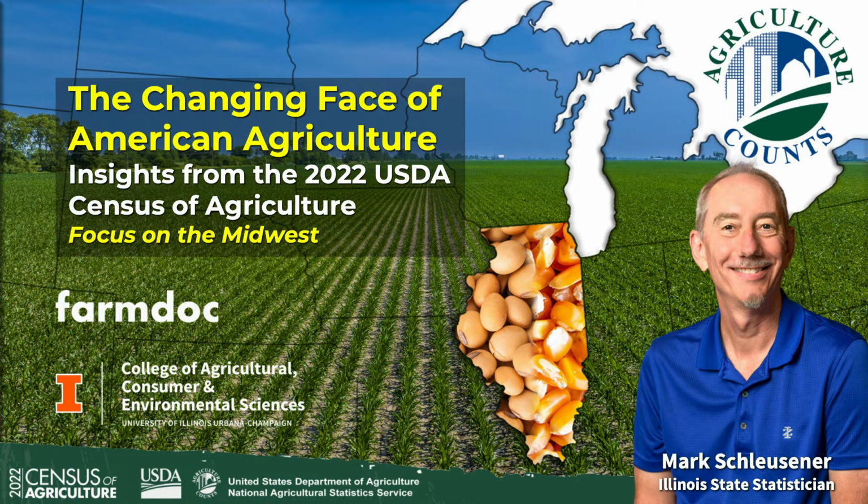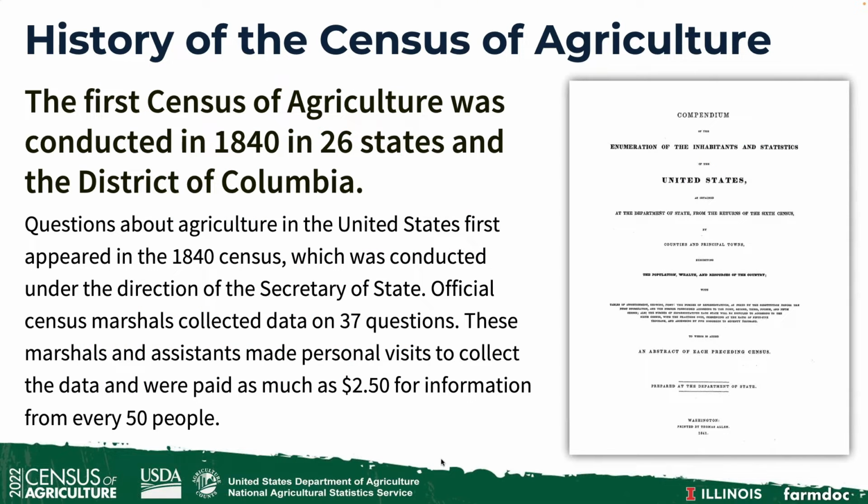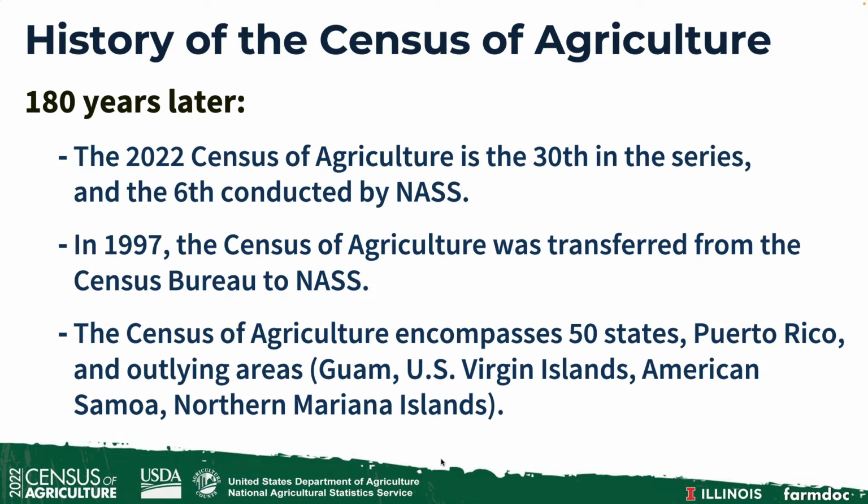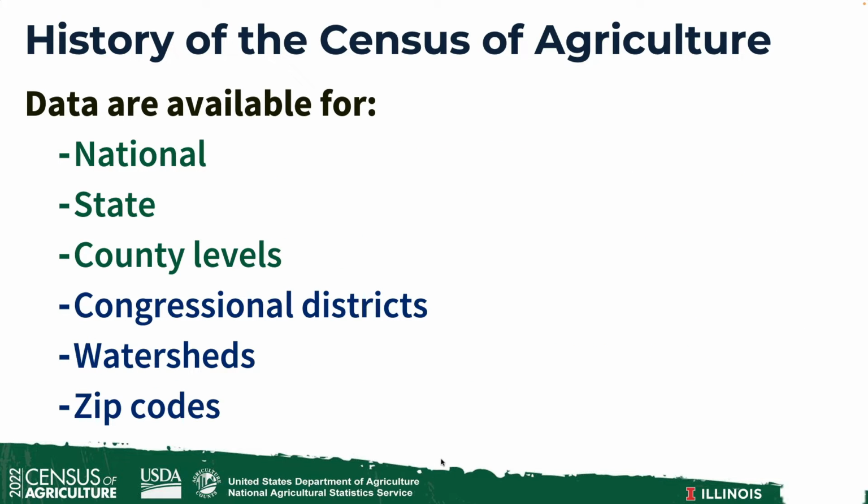I'm going to start with the history of the census. Census of Ag predates the Department of Agriculture. The Department of Agriculture was created during the Lincoln administration. I think it was 1863, but the Census of Ag started in 1840. More than 180 years later, NASS is doing it, and NASS took on this project in 1997. Prior to that, the Department of Commerce Census Bureau was handling the Census of Agriculture, but NASS is the group that does many surveys of farmers, so NASS took on the Census of Agriculture as well.